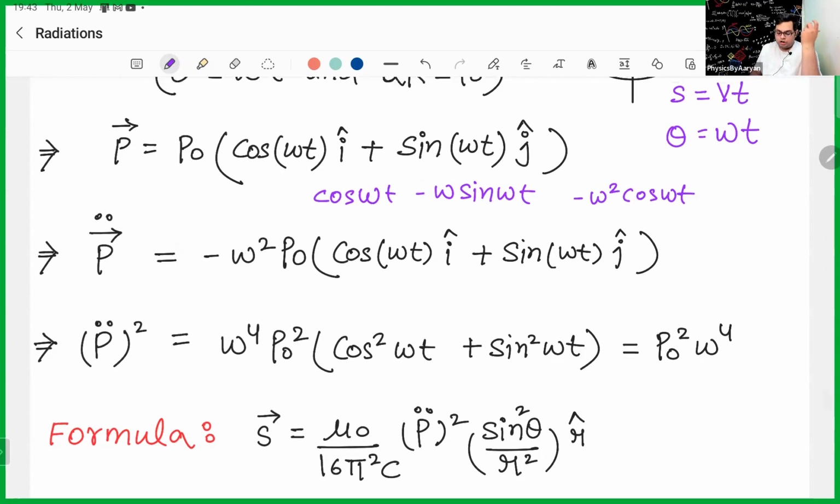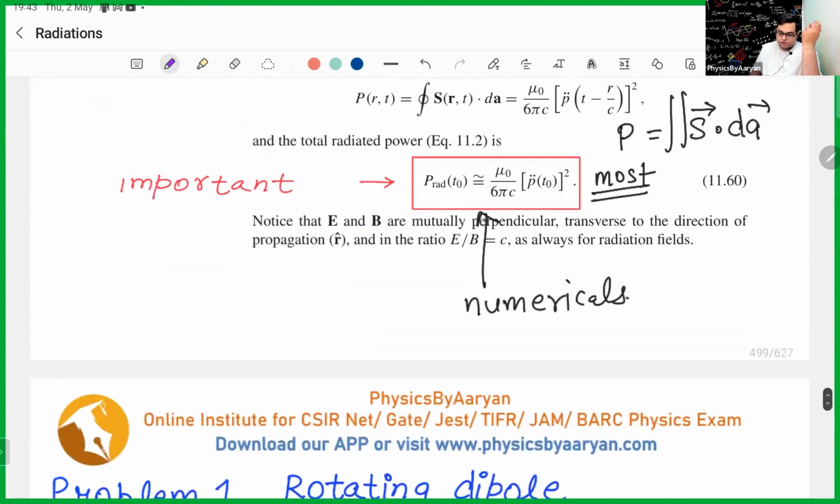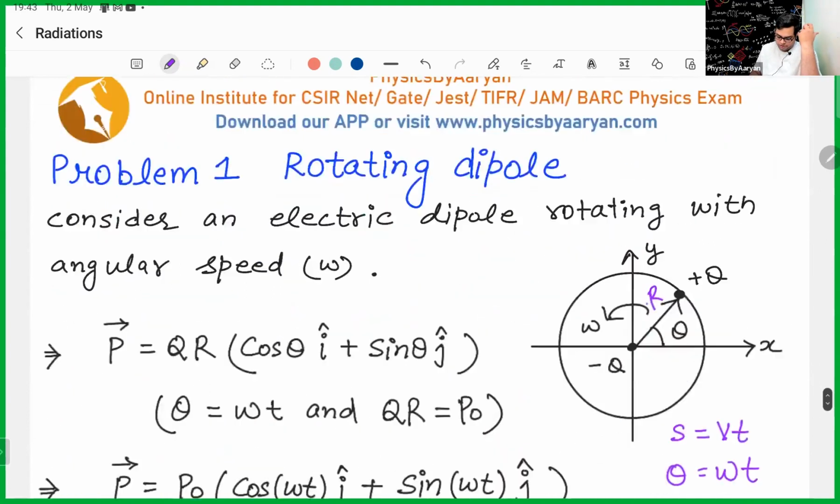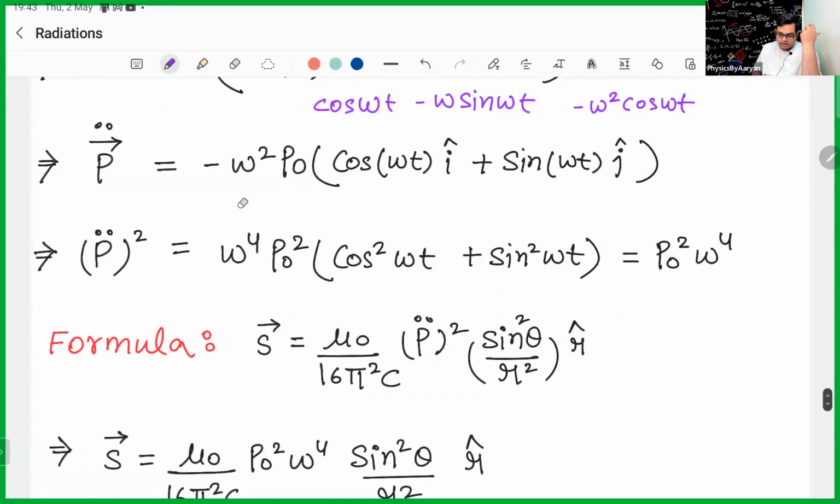Now, for the power, I need the square of this. If I square it, I get omega to the power 4, P naught square, and cos square omega t plus sin square omega t, which is obviously 1. So this becomes P naught square into omega to the power 4.